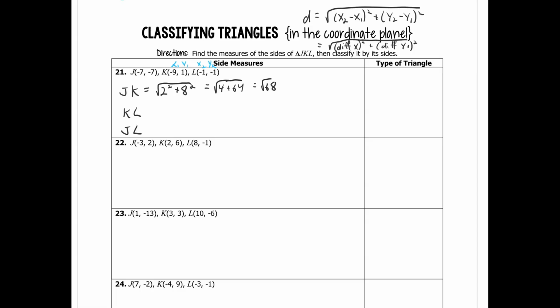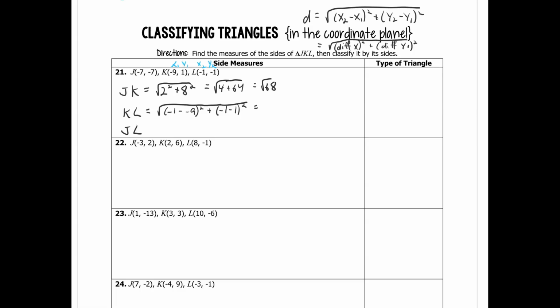So the first part of the formula is the square root of x2 minus x1. So that's -1 minus -9, squared. And then y2 minus y1, that's -1 minus 1, squared. Okay, let's see where that gets us.